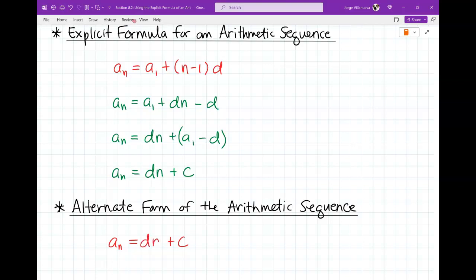Let me change that. Does that look familiar? A sub n is equal to dn plus c. Does that look kind of like another formula we've used in the past? The slope formula, right? Y equals mx plus b. That means that m would normally be right here. That means that d is my slope, my rate of change. Okay? And that's actually what d is.